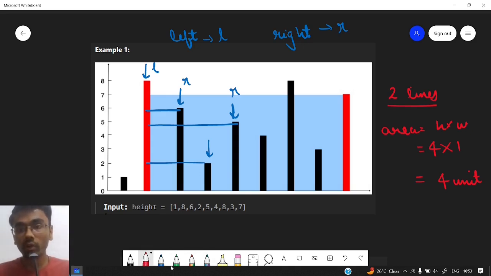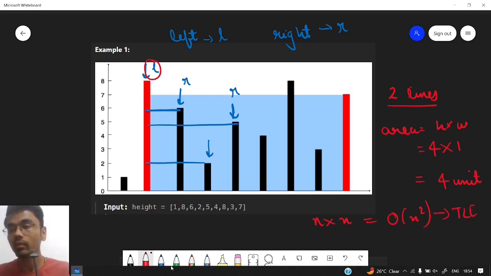It will take a lot of time because we are trying our left line for n number of times, and for each time, for this one particular time, we are moving our right pointer n number of times. So it is taking n cross n, big O of n square time complexity, and this will give us time limit exceeded error. So what is the optimal solution?